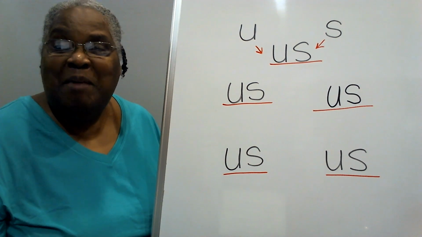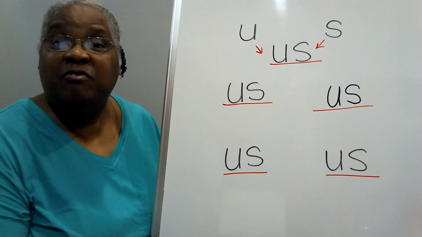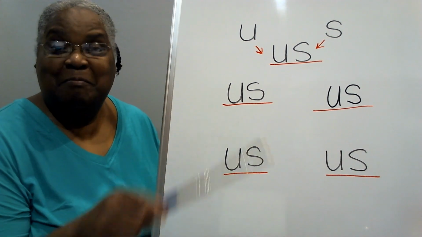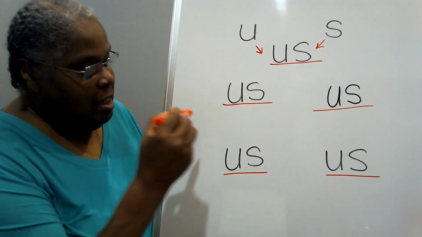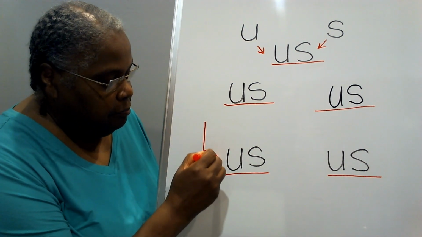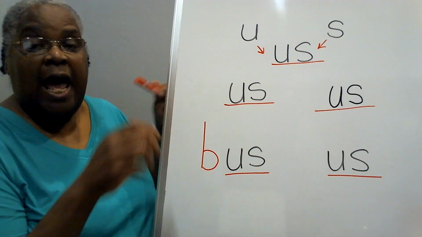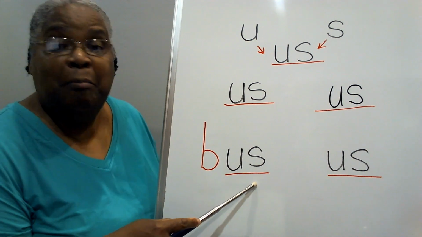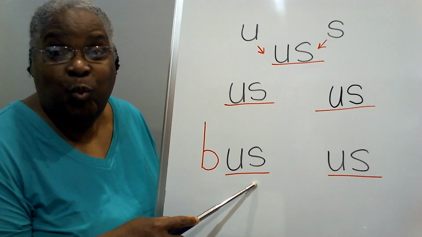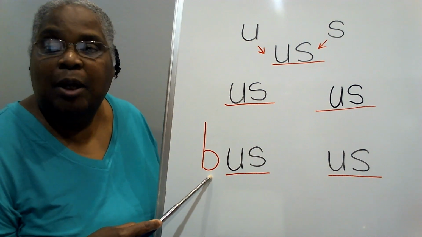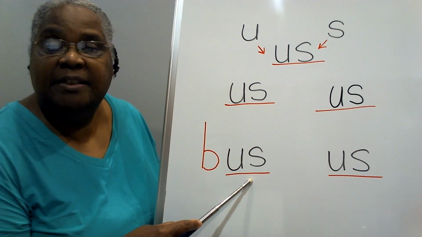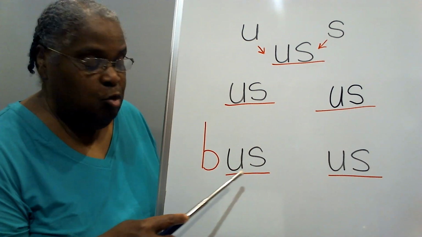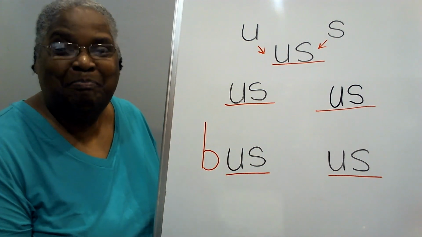Now, let us make a few words that rhyme with the letter blend that makes the standalone word us. When we put the letter B at the beginning of the blend us, we form the word bus. Let us sound out the word together. Say the B sound, B. Say the sound of the blend, us. Now say the B sound and the sound of the blend together smoothly, bus.